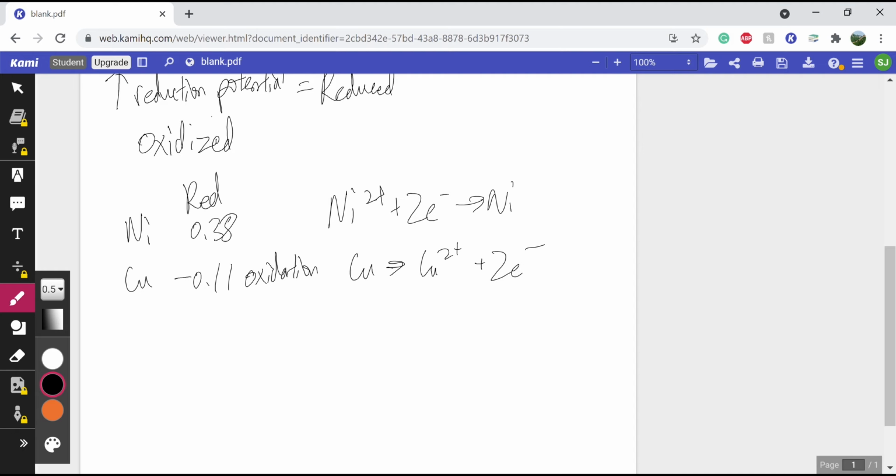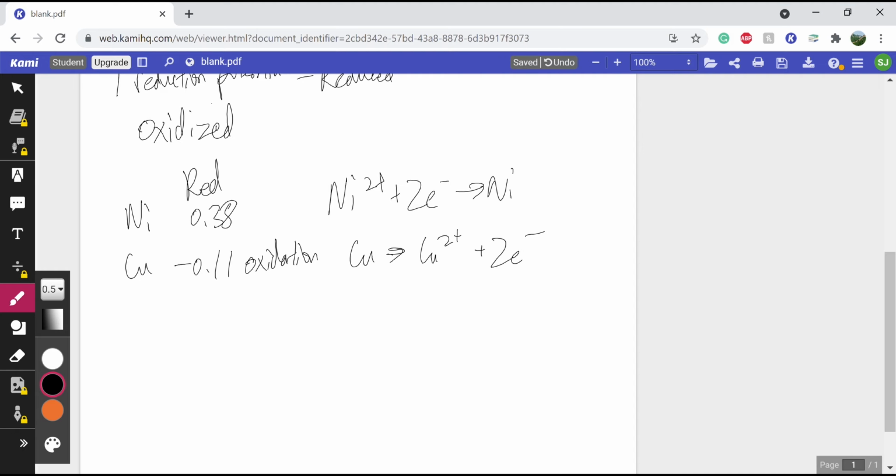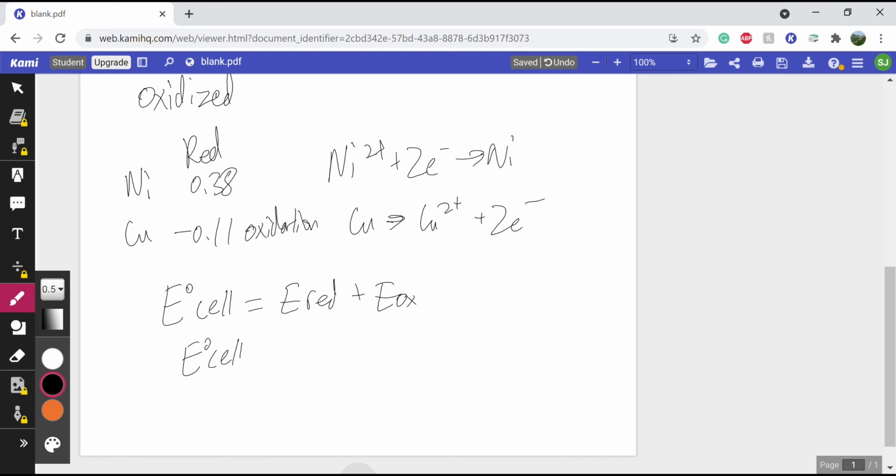Now to calculate the overall electrical potential of the cell, E cell equals E reduction plus E oxidation. Some textbooks show it the other way, but this way I think it's very easy for me to remember. So E cell equals 0.38 plus E oxidation. The reduction was 0.11, but since I converted it into oxidation, I had to add a negative sign in front, so it's negative 0.11. Added together, it's 0.27. A positive 0.27 means this is spontaneous. A positive cell potential means it's spontaneous, and a negative means it's not spontaneous.